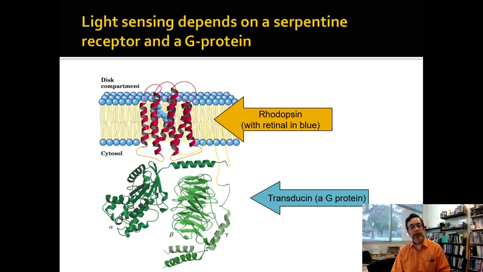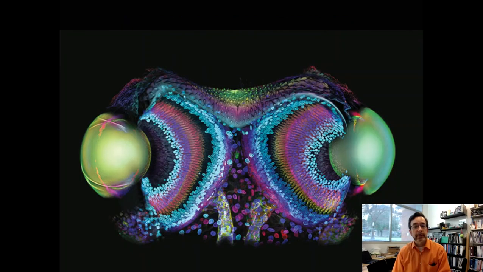Now down below that you have transducin, which is a G protein. In this case, the G protein is arranged in alpha, beta, gamma, but we call it transducin because it's special. But otherwise, if you look at the structure, it's definitely following the same rules that we've been talking about so long.